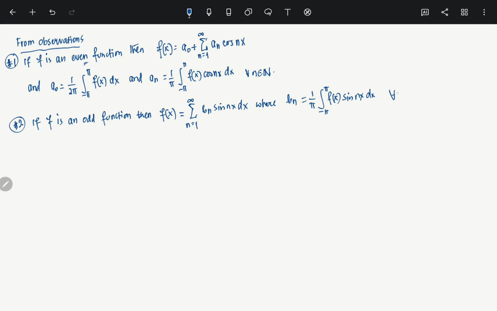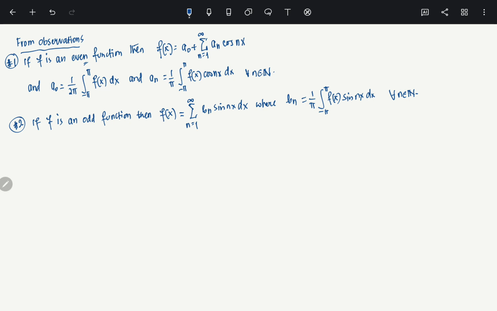Yeah, this holds for all n in N. I hope this is clear. See why this is working out like this, because in our case the an's are going to be 0. And of course, whatever I am doing is true for an arbitrary period L, so exactly the same thing happens, a naught and an become 0 in subsequent cases. We are not doing that part, but essentially the exact same thing.